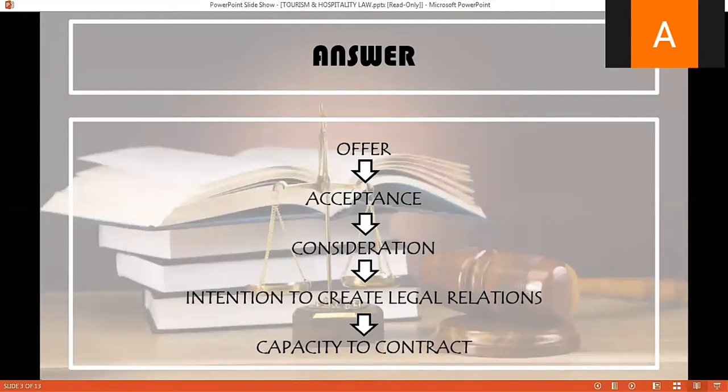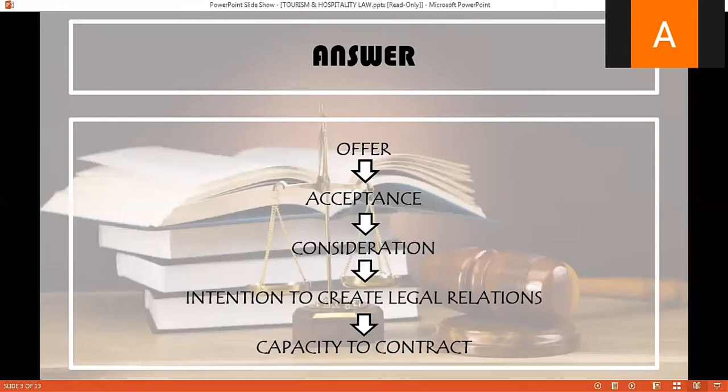Then the next element of the contract is intention to create legal relations. Intention to create legal relations means a person's intention to be legally bound by an agreement. As a general rule, domestic agreements, those entered into between spouses, siblings and relatives, are not considered legally binding. Cases include Balfour v. Balfour 1919 and Merritt v. Merritt 1970. Commercial agreements are generally presumed to be legally binding. Such presumption is rebuttable.